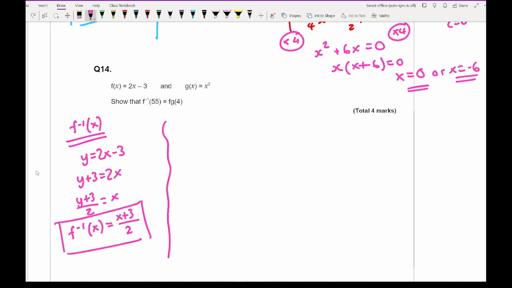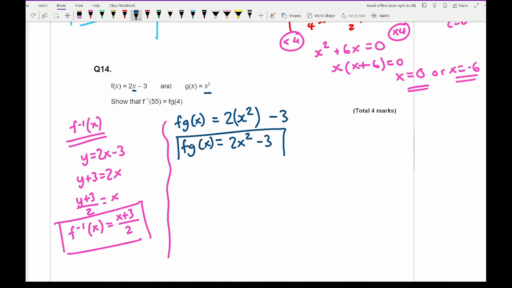The next thing for me to do is to find fg of 4. So again, the fg function. Wherever I see an x in f, I'm going to swap it with x squared. So that becomes 2x squared, put that in brackets, minus 3, which is 2x squared minus 3. Let me write that again there. So these are my two functions. With the first one I need to substitute 55 into it. With the second one I need to substitute 4 into that.